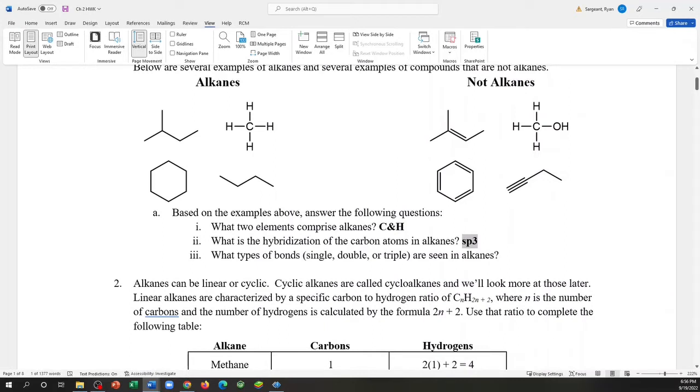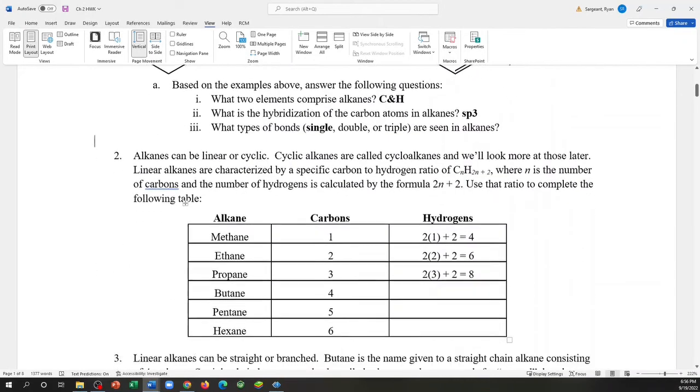What types of bonds are seen in alkanes? It's single bonds. Single bonds are the only type of bonds that we see in alkanes. Things that are not alkanes are things that have double bonds or triple bonds, or atoms that are not carbons and hydrogens. And anytime you see a carbon with a double bond, that carbon is going to be sp2 hybridized, and a carbon with a triple bond will end up being sp hybridized. So these are the 3 criteria we look for with alkanes.